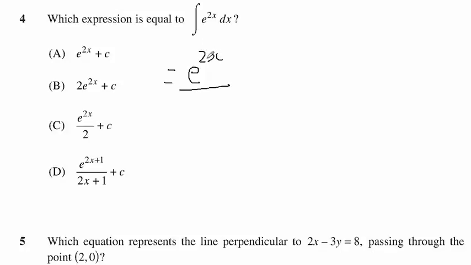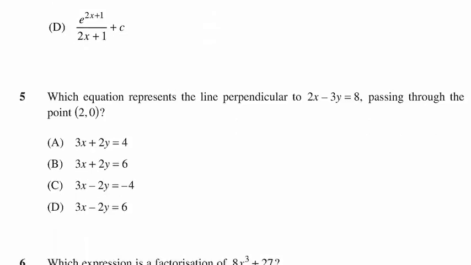So 2x, the derivative of 2x is 2, so we divide by that. So that is the answer for the variable term, but we've got to plus our c term because it's an indefinite integral, so there's no limits up here, which gives us e to the 2x over 2 plus c, which we can see as answer C over here.